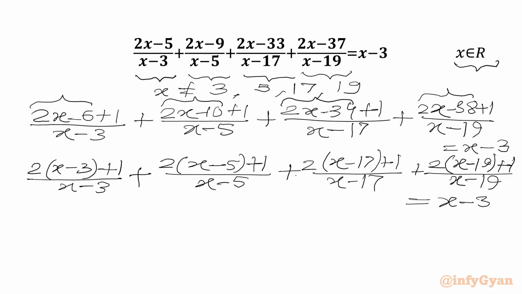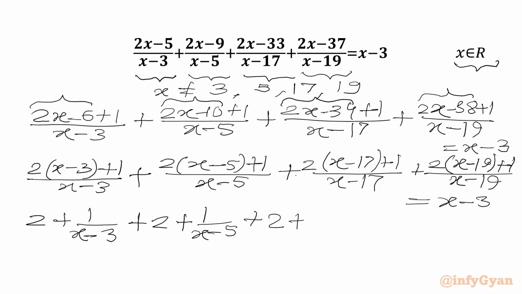Now we will be separating our numerator terms with respect to denominator. So we will get 2 plus, x minus 3 and x minus 3 will be cancelled out, 1 over x minus 3. Similarly, for the second term, we will write 2 plus 1 over x minus 5, plus 2 plus 1 over x minus 17, plus 2 plus 1 over x minus 19, equal to x minus 3.